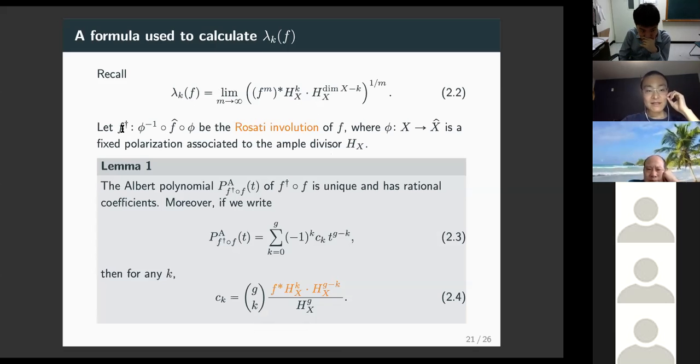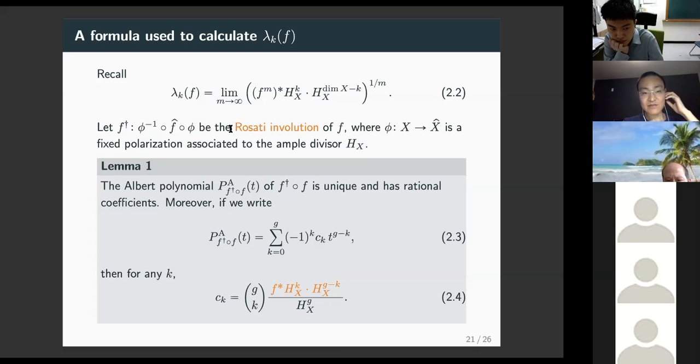Now we let F dagger denote the Rosati involution of F. Because we have this ample divisor Hx, we use it to give the polarization. So phi is a map from X to X hat, the dual abelian variety of X, phi corresponds to this ample divisor, and the Rosati involution of F is in End 0 of F.